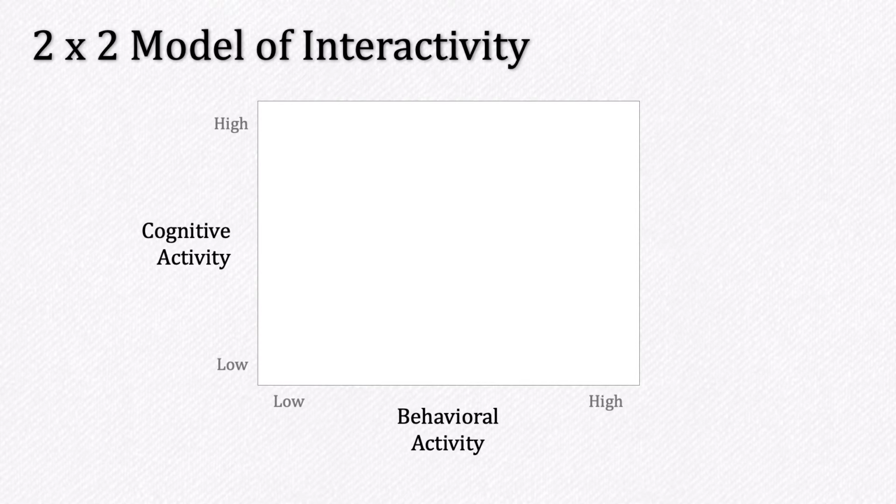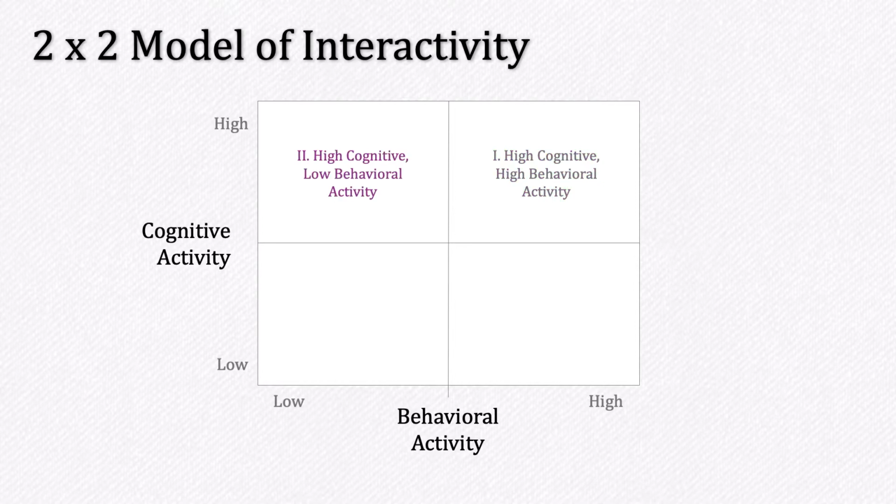So using those two axes, we can create four quadrants. In one quadrant, we could have high cognitive activity and high behavioral activity. A second possibility is the learner is cognitively very active, but behaviorally not so much. And you could imagine sitting in a well-implemented lecture might have you cognitively quite stimulated, even though behaviorally you're just sitting there and listening. You're not really moving around a lot.